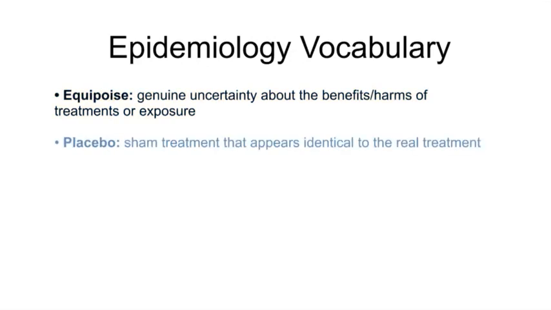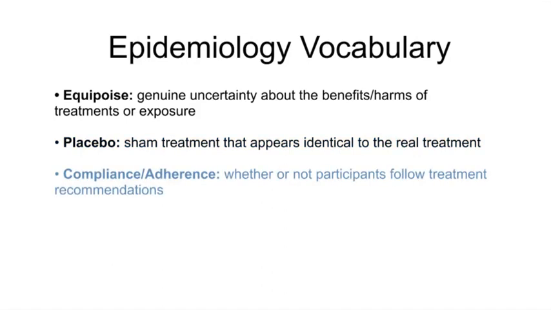Placebos are a sham treatment that appear identical to the real treatment but lack the treatment's active agent. Placebos are used in order for the different groups to not realize if they are exposed or unexposed, which could affect the participants' behavior or health outcome. Compliance and adherence refers to whether or not participants follow the treatment, medications, or recommendations, as some participants may not stick with their assigned treatment or exposure.